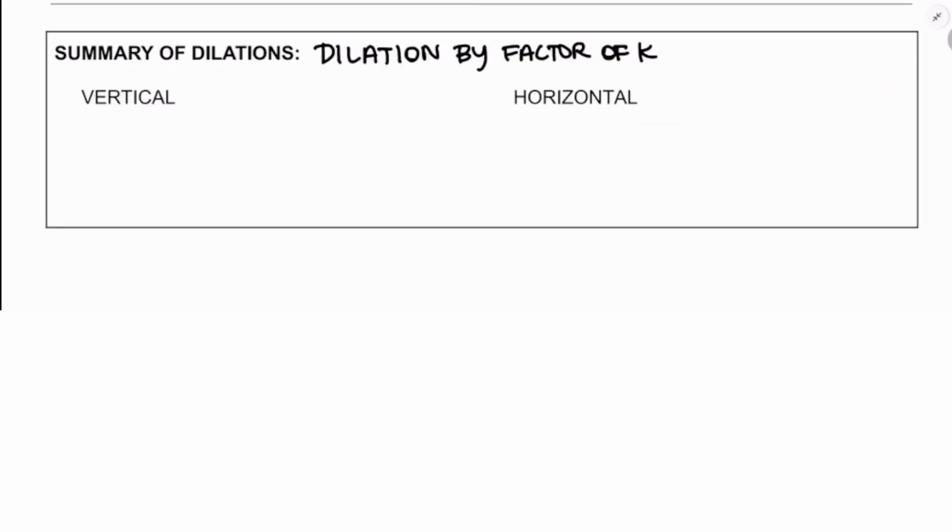So in summary, if we are dilating a graph by a factor of k, if it's vertical, it's going to be multiplication on the outside, so I'm going to multiply k times f of x. And if it's horizontal, it's going to be on the inside, but we saw that it was the opposite of what we expected. It was f of 1 over k multiplied by x. So if I want to horizontally dilate by a factor of 2, I'm going to be taking f of 1/2 x. Whereas if I want to dilate by a factor of 1/3 horizontally, I'll be taking f of 3 times x.